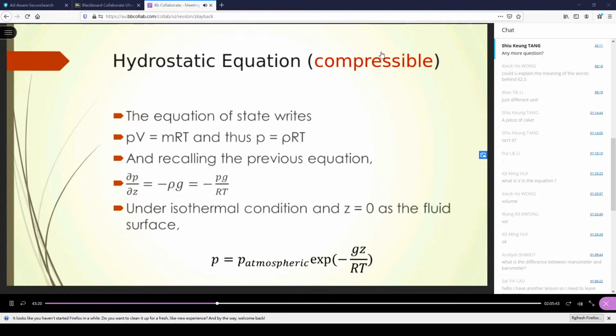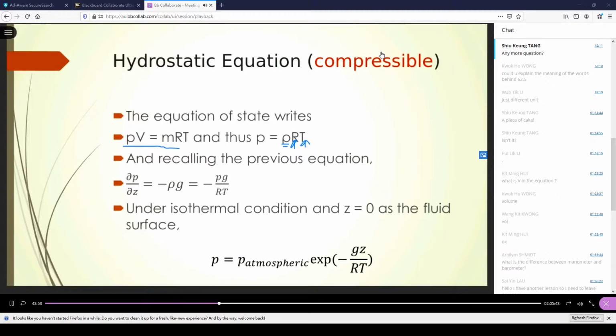We actually don't need to consider the compressibility of the gas, but for completeness, we can have a discussion. Now, for a perfect gas, PV equals mRT. So pressure equals rho times RT, where R is the gas constant, so it's constant. Temperature could vary, so we don't know.